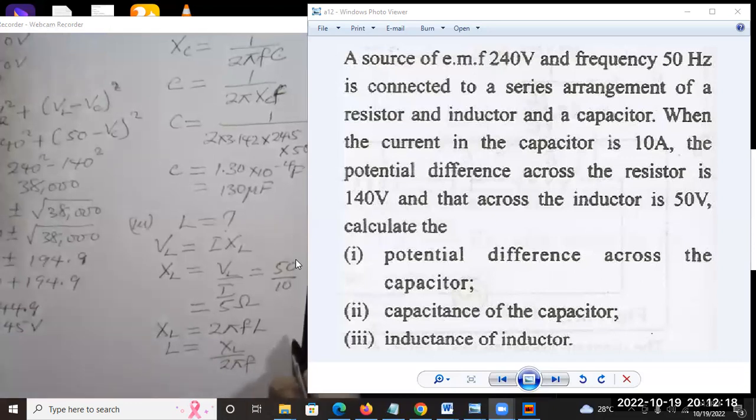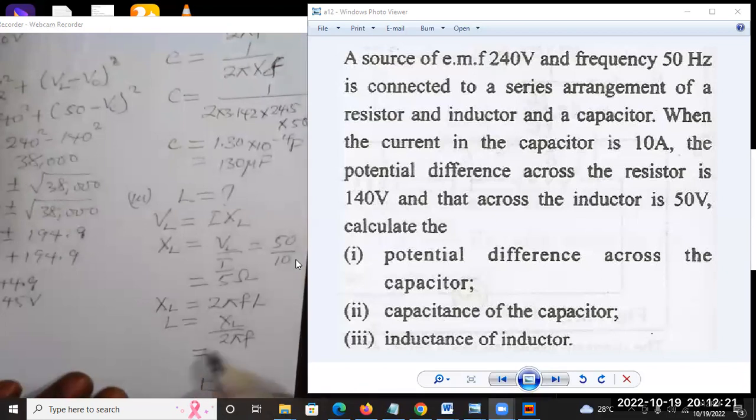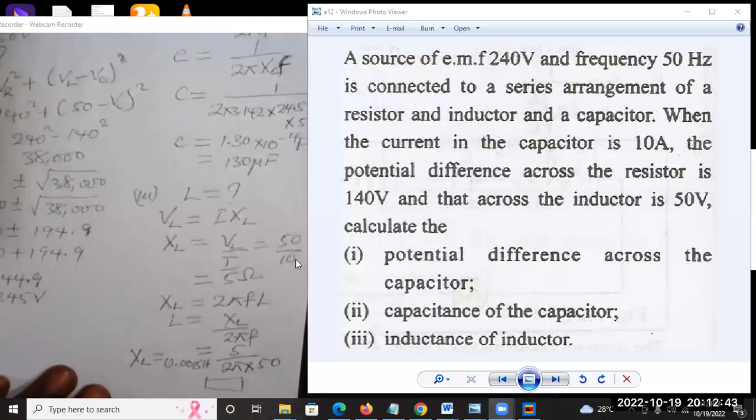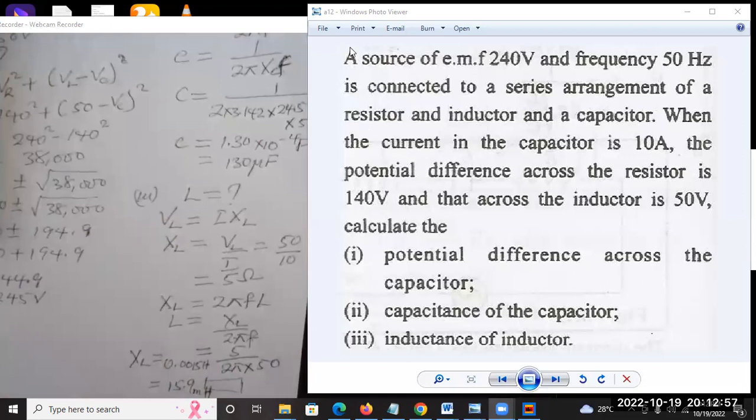So let's find the inductance using XL over 2 pi times the frequency. We put in the values. This XL we calculated as 5, divided by 2 pi multiplied with the frequency, which is 50. If we do that, the inductance will be given as 0.0159 Henry, which we can reduce to become 15.9 millihenry. That is the inductance of the inductor.